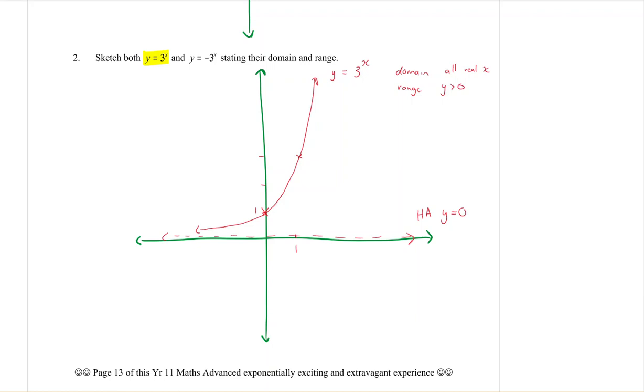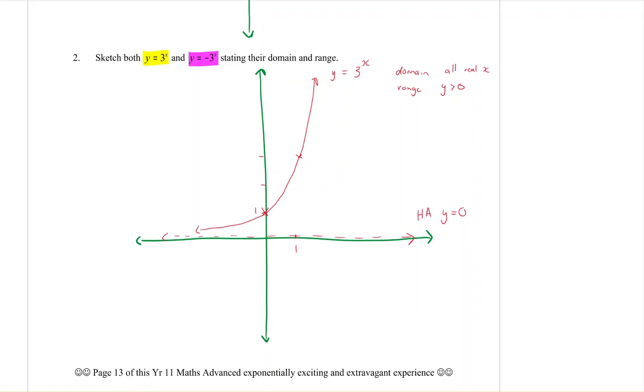So the new part for this question is that we now want to add the graph of y equals minus 3 to the power of x. So we're putting the minus sign in front of the 3 this time. What is that going to do? Is it going to move my horizontal asymptote? No, correct.